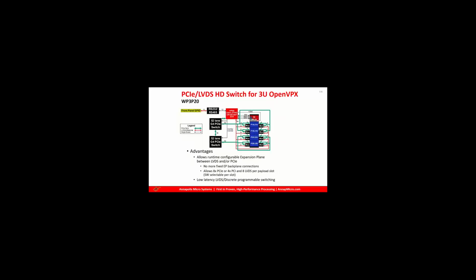Next slide, so this is the PCIe LVDS switch. This is showing the connectivity to the backplane. Each of these blue boxes would go to a different payload slot. The green lines are PCIe going through a couple PCIe switches. So with software, you can control for each card that's plugged into a payload slot, is it going to be a PCIe card, or is it a card that uses some LVDS for low latency control?